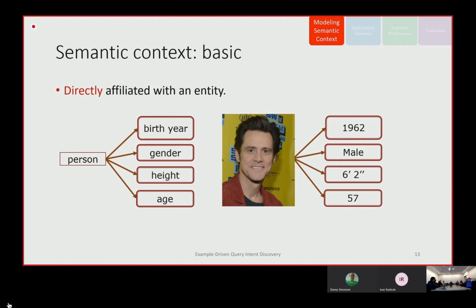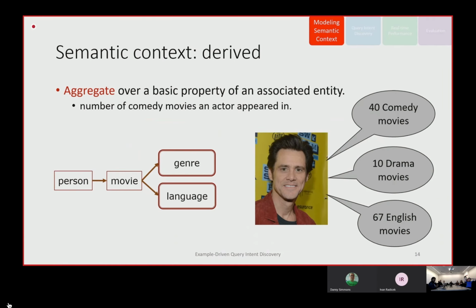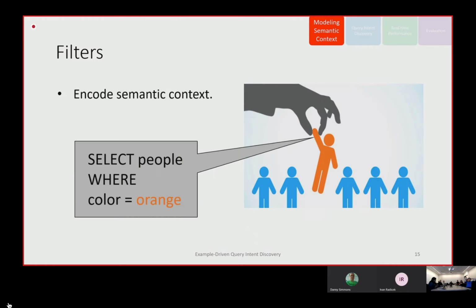The first thing is context: how SQuID represents context. The first kind of context we consider is basic properties, like birth year or gender of a person. A basic property is directly affiliated with that person. Say, male is a direct property of Jim Carrey. The second type of context is found by aggregating over the basic properties of some affiliated entity. Jim Carrey appeared in 40 movies that had the genre comedy, so 40 comedy movies is a derived property for Jim Carrey.